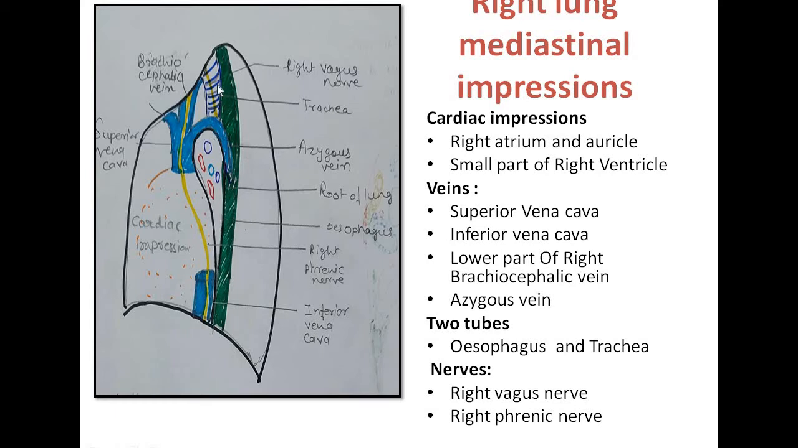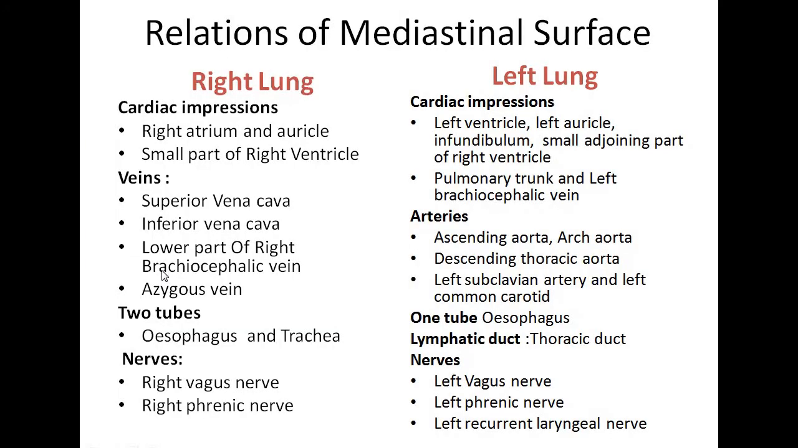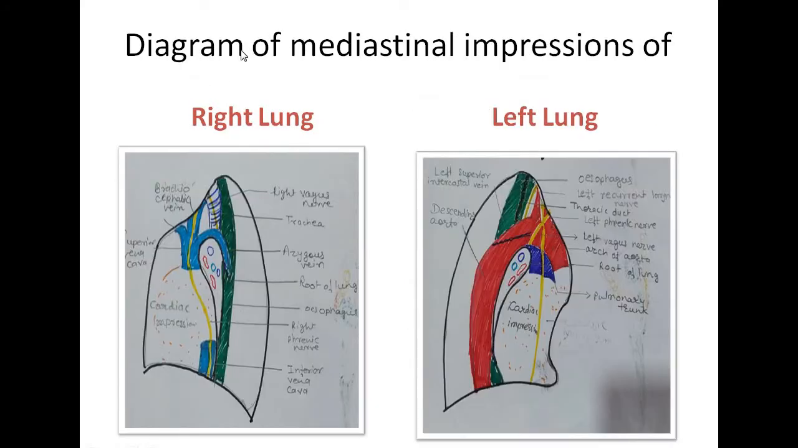Then there are two tubes, that is one is esophagus and one is trachea. They are creating impression on this mediastinal surface. On this side only two nerves are related, one is right vagus nerve, and right phrenic nerve. Now here we just have seen the impressions or relations of mediastinal surface of right and left lung. Now diagram of mediastinal impressions of the right and left lung, you have to practice these diagrams.